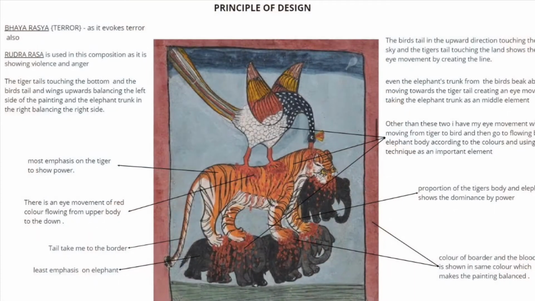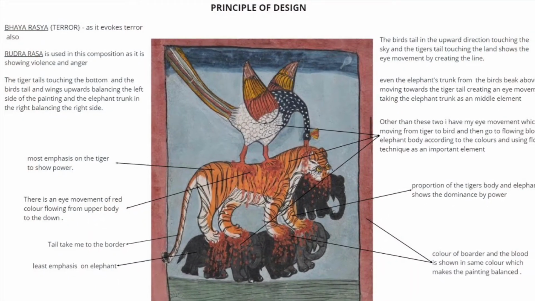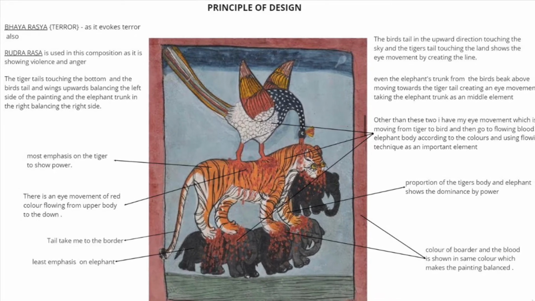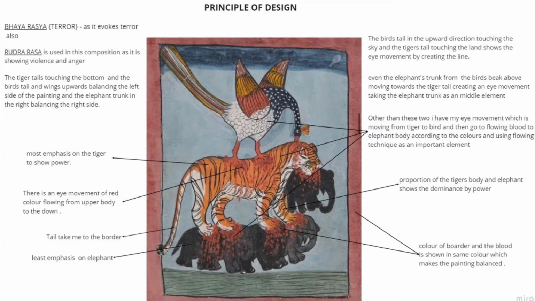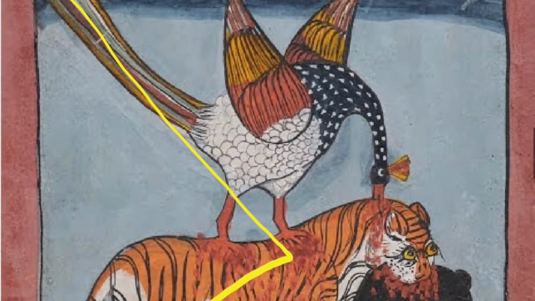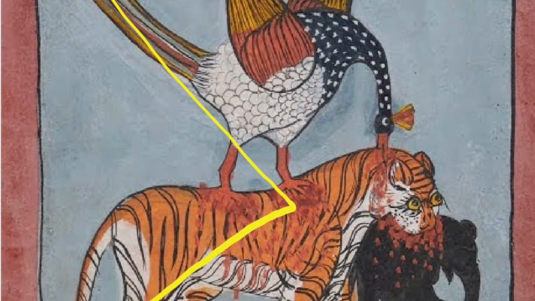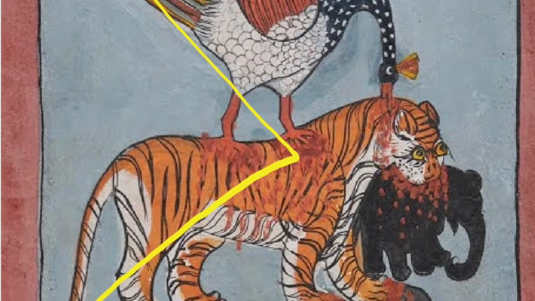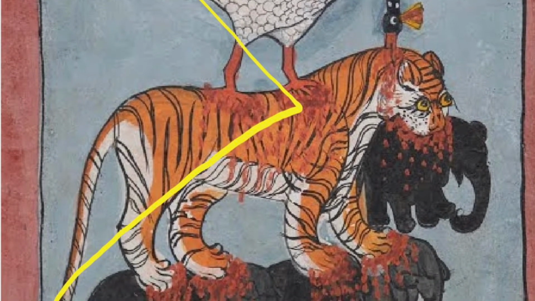Moving towards the principles of design. The first thing I noticed and identified were the rasas. Bhaya rasa depicts terror and Rudra rasa shows violence and anger. Then I noticed the eye movements. The first eye movement I noticed was the bird's tail in the upward direction touching the sky and the tiger's tail touching the land, which shows the eye movement by creating a line.